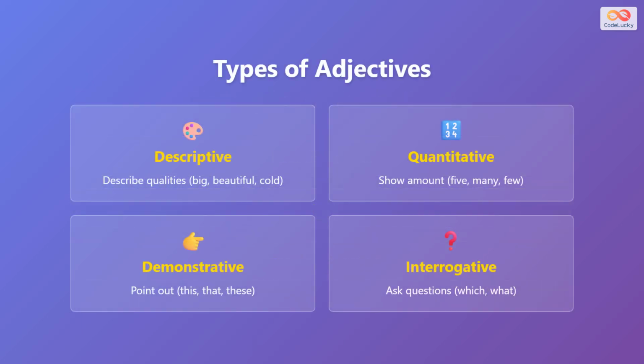There are different types of adjectives. Descriptive adjectives describe qualities like big, beautiful, or cold. Quantitative adjectives show amount or number, like 5, many, or few. Demonstrative adjectives point out specific things like this, that, these, or those. Interrogative adjectives are used to ask questions like which or what. Understanding these types helps you use adjectives correctly in different situations.